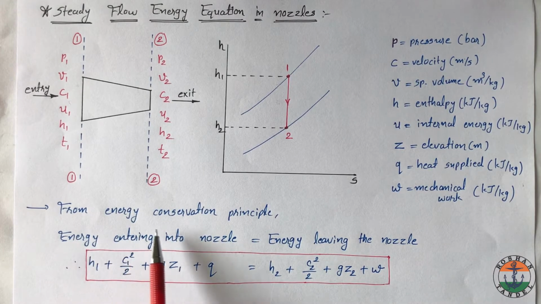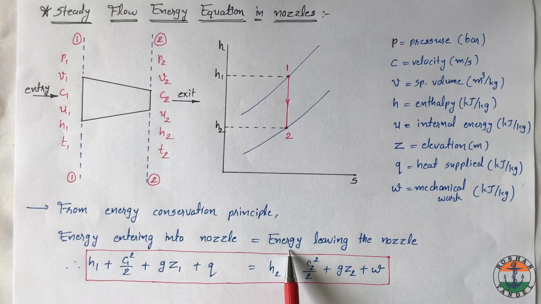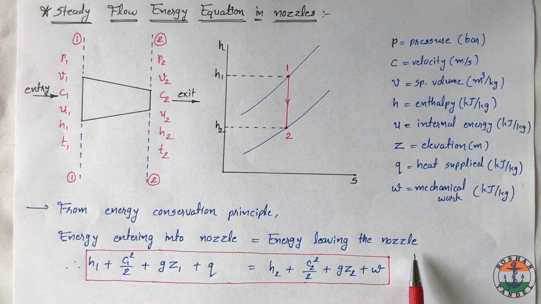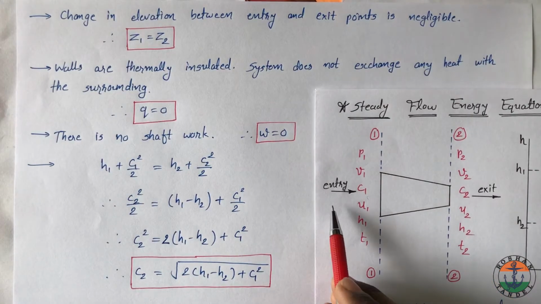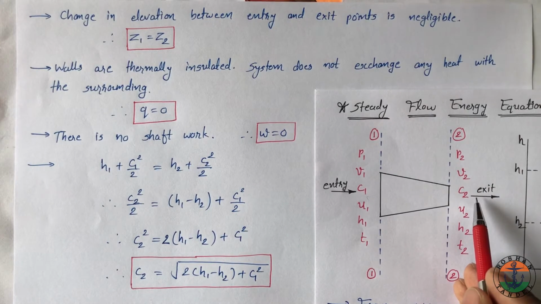Now, from energy conservation principle, energy entering into nozzle is equal to energy leaving the nozzle, which gives the equation H1 plus C1 square by 2 plus gZ1 plus Q is equal to H2 plus C2 square by 2 plus gZ2 plus W. Now here, change in elevation between entry and exit points is negligible.